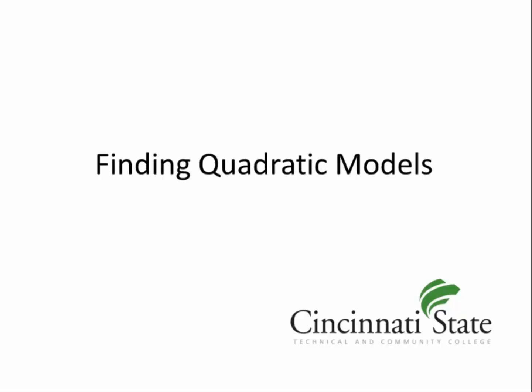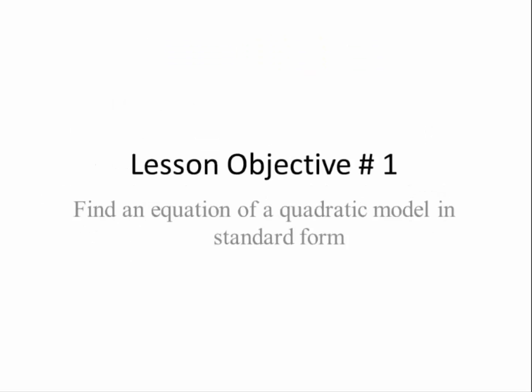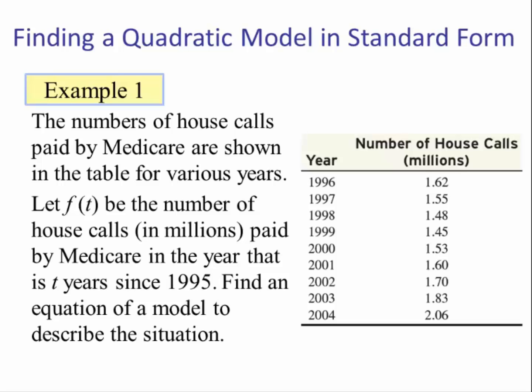Finding quadratic models. Lesson objective: find an equation of a quadratic model in standard form. Example 1. The number of house calls paid by Medicare are shown in the table for various years. Let f of t be the number of house calls in the millions paid by Medicare in the year that is t years since 1995. Find an equation of the model to describe the situation.